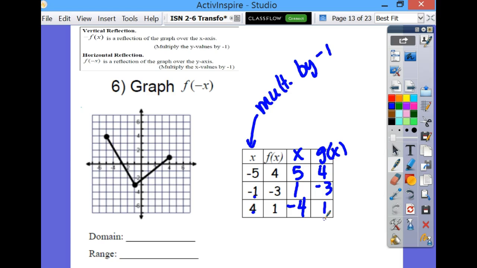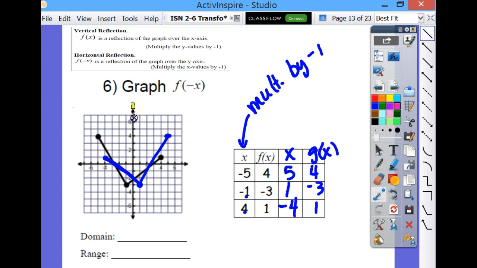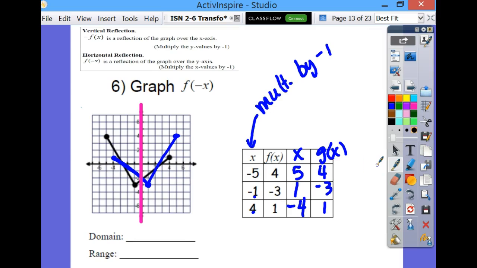Then what's going to happen over here on our graph? We're going to go to 5 and +4, 1 and -3, -4 and 1. Do you see that that reflected it over the y-axis? If you reflect it over the y-axis, what's our domain now?